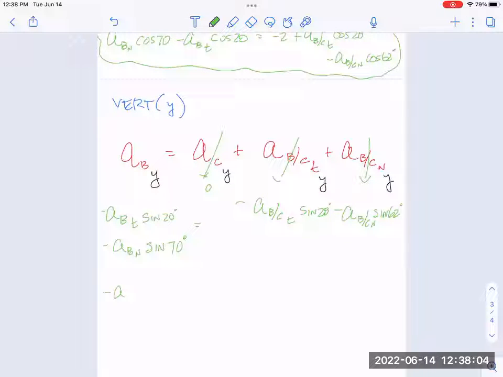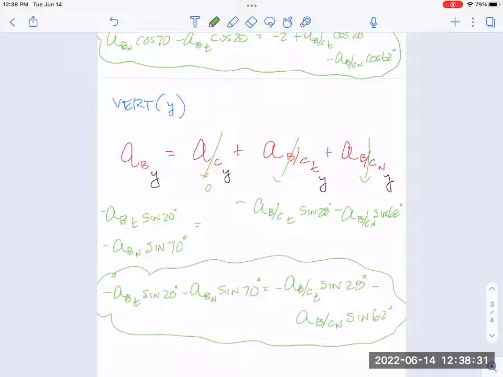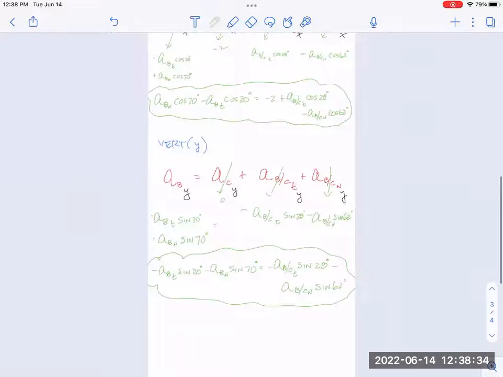So negative acceleration of B tangent sine of 20 minus acceleration of Bn sine of 70 equals negative acceleration of B with respect to C tangential sine of 28 minus acceleration of B with respect to C normal sine of 62. Two equations, four unknowns.